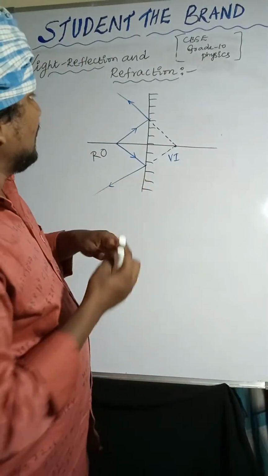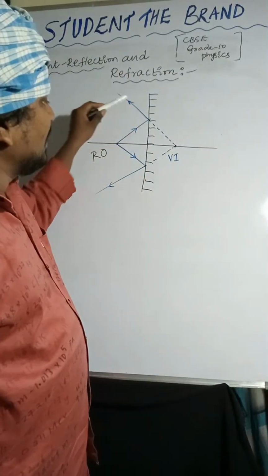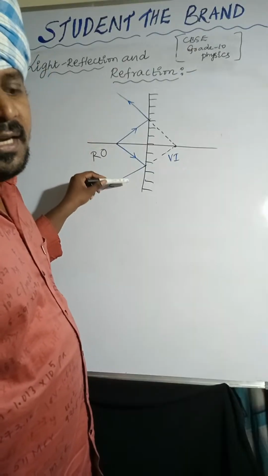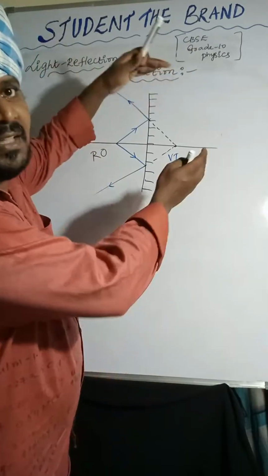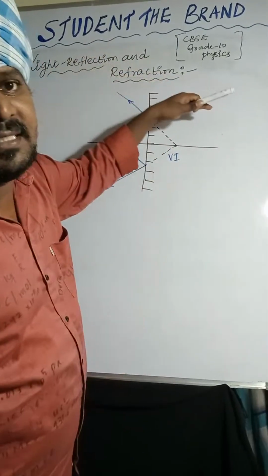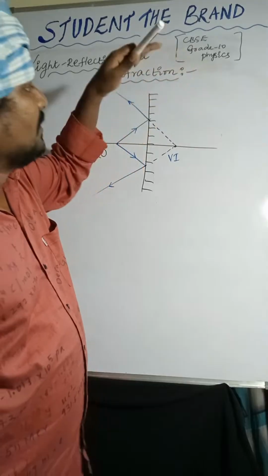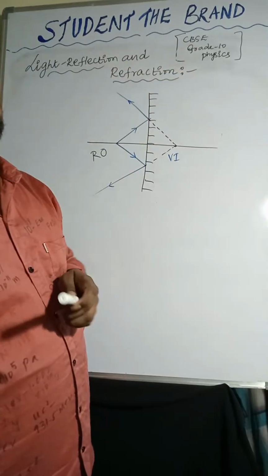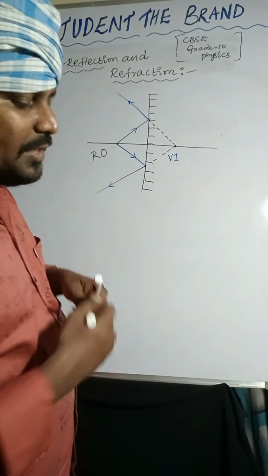This one is the reflected light ray. We are extending those reflected light rays. Extended reflected light rays are meeting at one point. Their image is forming, that is a virtual image.